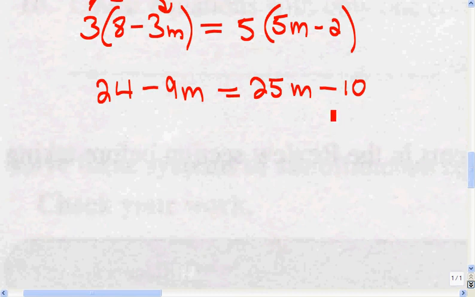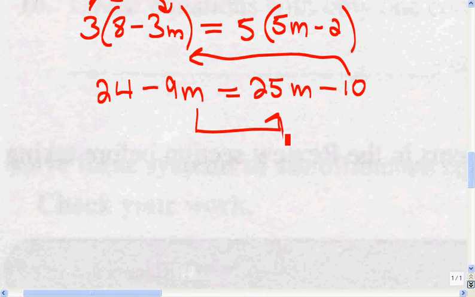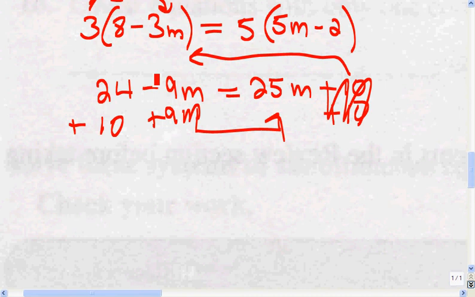Here I've got to get the knowns on one side, unknowns on the other. I'm going to bring the 10 over here. It really doesn't matter where I put the knowns or the unknowns. So I'll move the 10 over to this side and the 9m over to this side. The way I move the 10 over is by subtracting 10 from both sides. Oh wait, adding 10 to both sides. And the way I get rid of the 9m is by adding 9m to both sides.